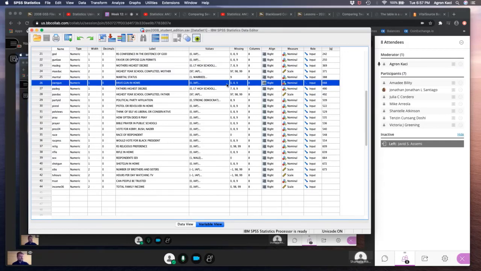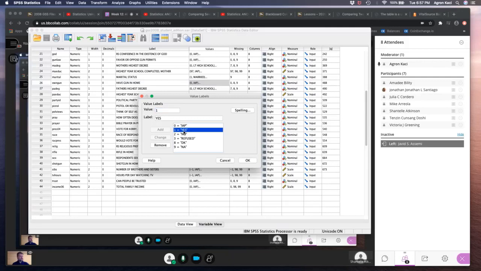Again, have gun in home is yes, no, right? So you have to make sure that yes and no are labels, but the values are 1 and 2. That's very important in defining the independent variable in the t-test.